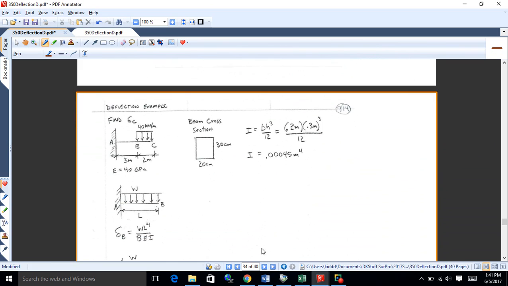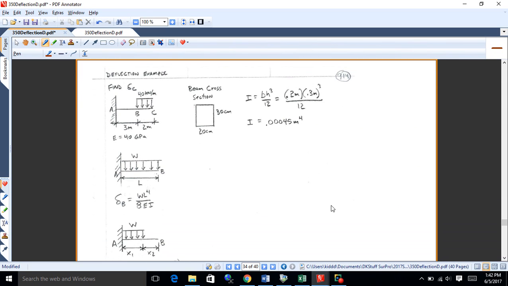All right, now let's have a look at this one again. This is the one we did with calculus. Let's do it with the tables this time. Okay. So we've got this cantilever beam with 40 kilonewtons per meter over just the last 2 meters. Okay, and we want to see what delta C is.